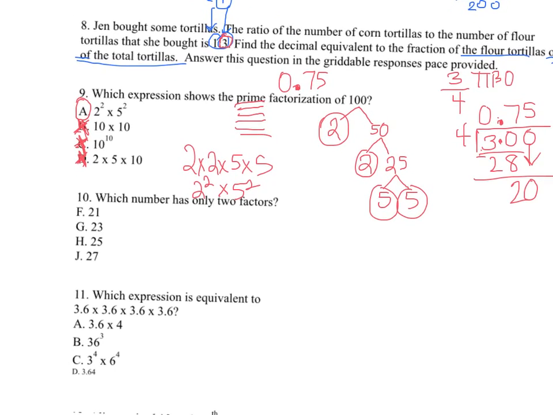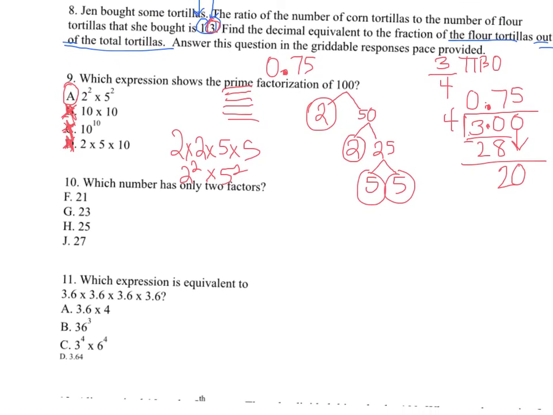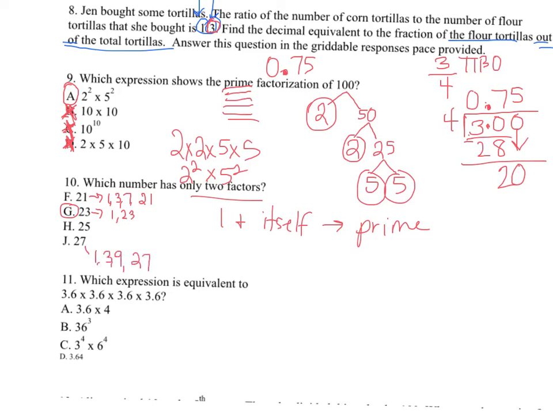Okay, which number has only 2 factors? If it only has 2 factors, then it must be 1 and itself, which makes it a prime number. That's the definition of prime. 21, you have 1 times 21, but then you also have 3 times 7. 23 is just 1 and 23, so it's the prime number. 27 is 1 times 27 and 3 times 9. And 25 is 1 times 25 and 5 times 5. So G is the only prime number.